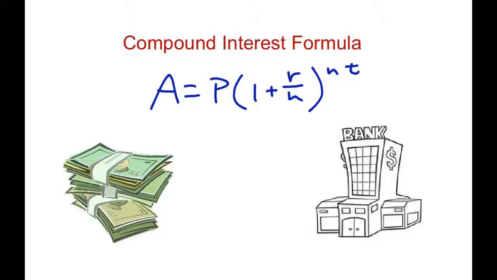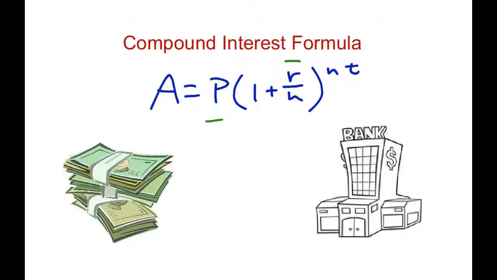Alright, so the formula is A equals P times the quantity 1 plus R over N, to the N times T power. In this problem, P would represent the initial investment. It's called the principal amount, how much you're going to go to the bank with to start. R is going to be the annual rate. So the bank will give you an interest rate, 4%, 5%, 2%, whatever that is. When we use it in the formula, though, we use the decimal form. So if it's 4%, we're going to put 0.04 in.